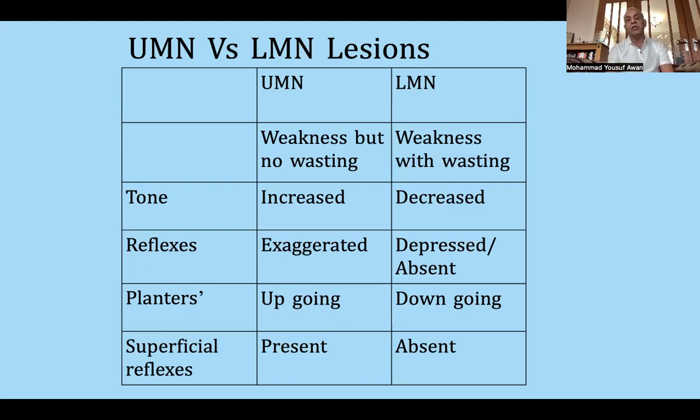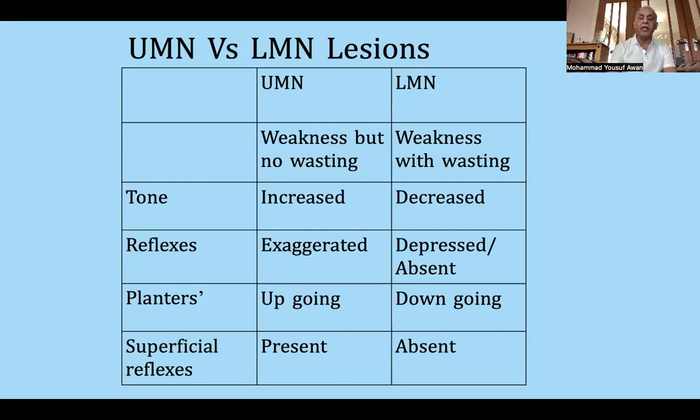And superficial reflexes, the cremasteric reflexes, abdominal reflexes, these are present in upper motor neuron, but are absent in lower motor neuron. So that means that if there is weakness and wasting, tone is decreased, reflexes are depressed, plantars are downgoing, and the superficial reflexes are absent, this is lower motor neuron lesion. That means the lesion is from the anterior horn cell to the muscles or end organ. So in the upper motor neuron, there's weakness but no wasting, tone is increased, reflexes are exaggerated, and the plantars are upgoing, and the superficial reflexes are present.